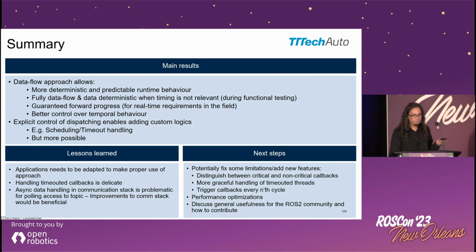So to conclude, what are our main results? The data flow approach allows us a more deterministic and predictable runtime behavior. So there are no executions triggered kind of randomly, but we control this. We are fully data flow and data deterministic when we just let callbacks run until completion, but we can guarantee forward progress for when real-time requirements in the field are needed, and we can transition between them easily. We can add additional logic to this, as we saw with 2 examples, but more things are possible.